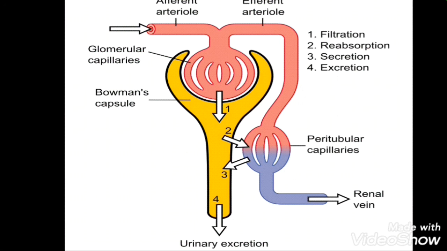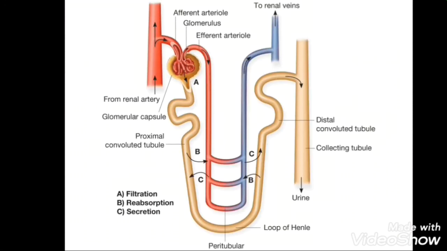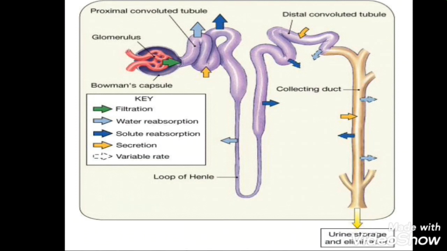Finally, the urine passes into the collecting ducts to the pelvis and through the ureter into the urinary bladder. When the urinary bladder is full, the urine is expelled out through the urethra. This process is called micturition. A healthy person excretes 1 to 2 liters of urine per day.